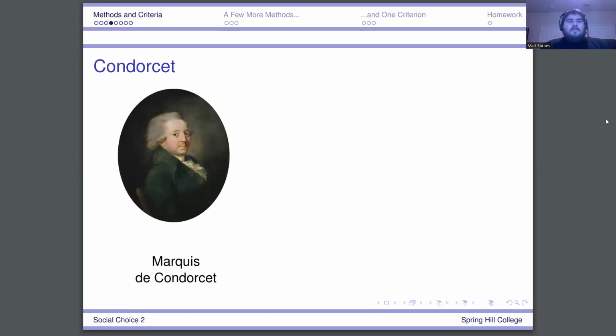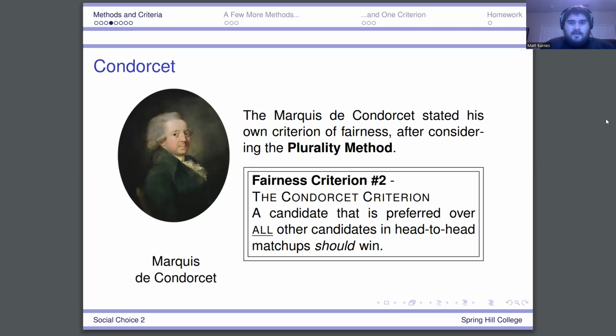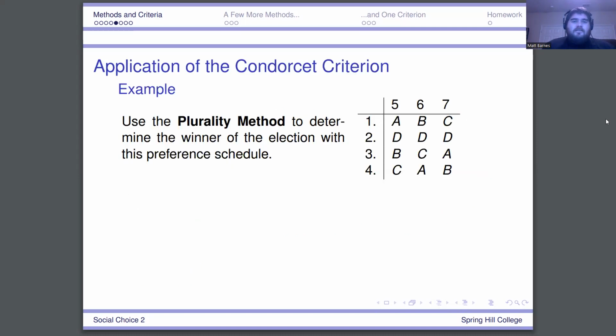All right, so let's talk about another way to go about this. A gentleman by the name of Condorcet stated his own fairness criterion that he thought made an election fair. And that was, if a candidate is preferred over all other candidates in a head-to-head matchup, they should win. So let's talk a little bit about what this means as far as a head-to-head matchup goes. So first, plurality, most amount of first place votes.